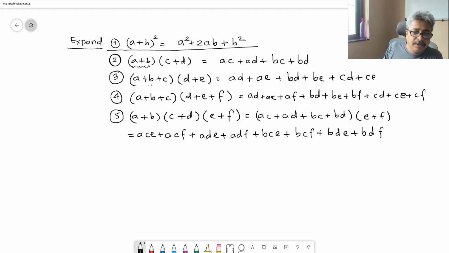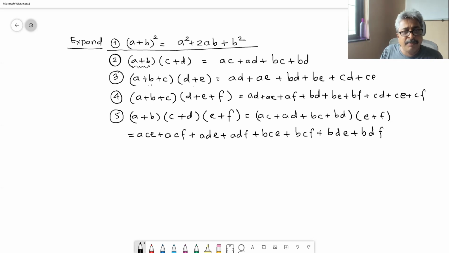Very good observation. In the fifth problem, we have 3 brackets of 2 terms each. In total, we have 1, 2, 3, 4, 5, 6, 7, 8 terms in RHS. Number of brackets was 3. Therefore, every term had 3 letters, one from each bracket. That is our observation.